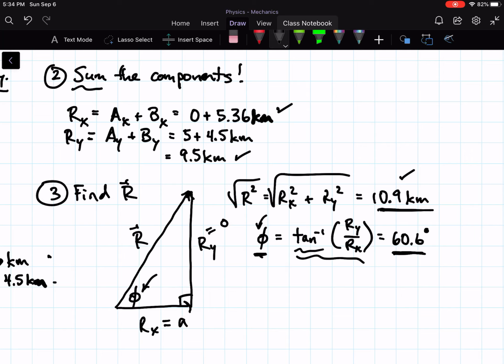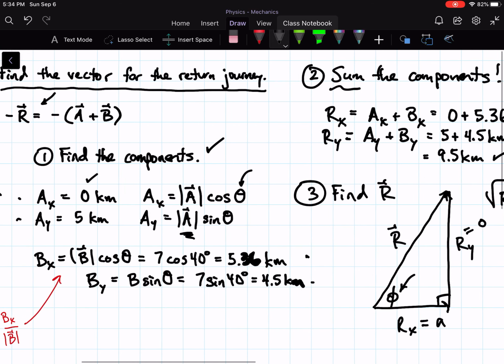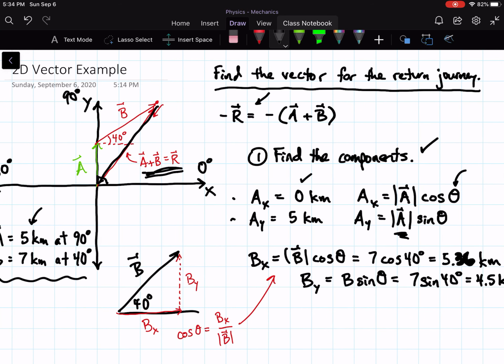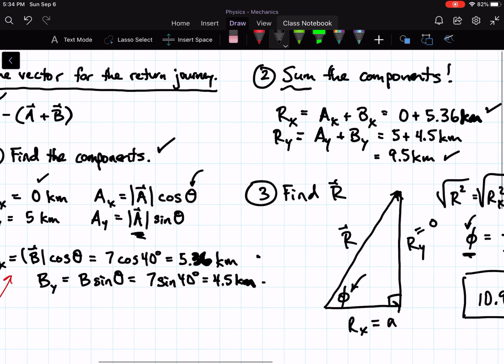So to do that, well, to take the negative of a vector, if you remember from the other mini lecture, you just rotate it by 180 degrees when you're in 2D. And so the vector that we're looking for is going to be the same magnitude, right? But at 180 plus 60.6, which is 240.6 degrees. And there is our answer for the return journey. So this vector that I've drawn in here, returning to the origin, that will be this.